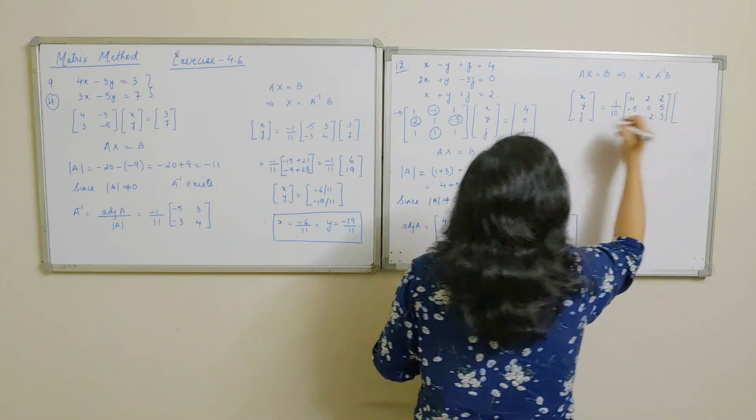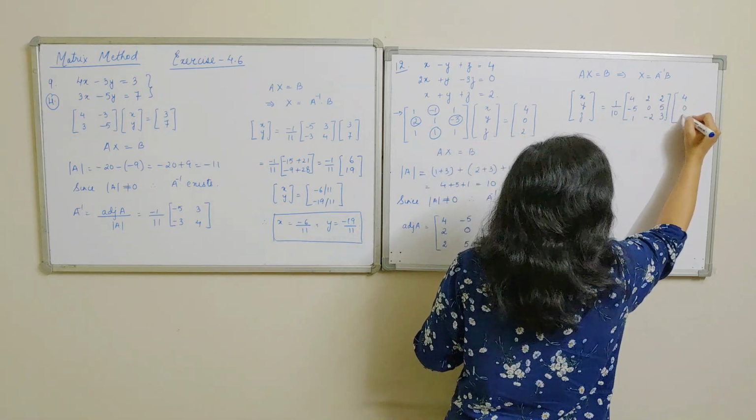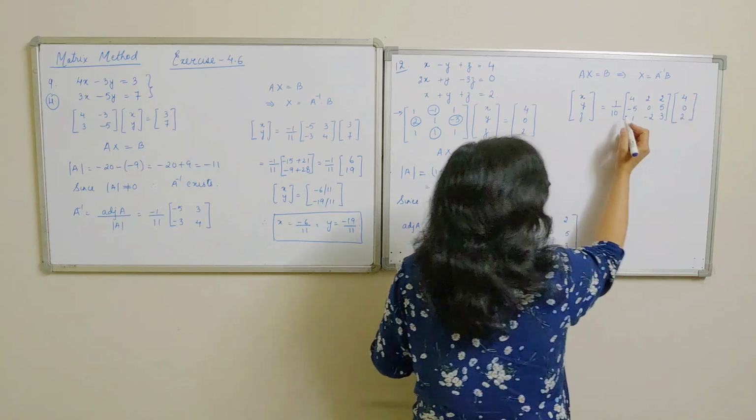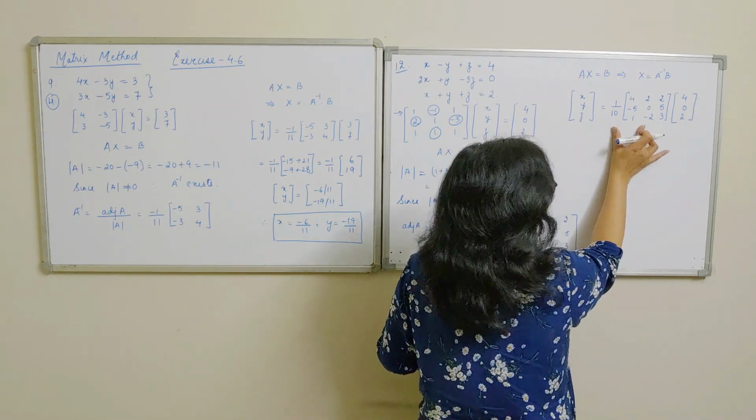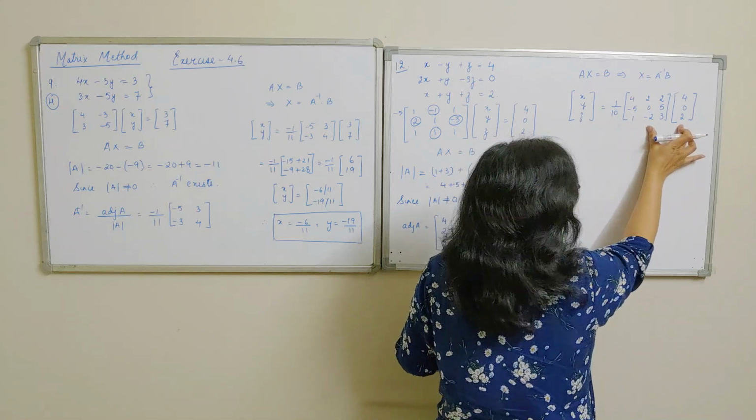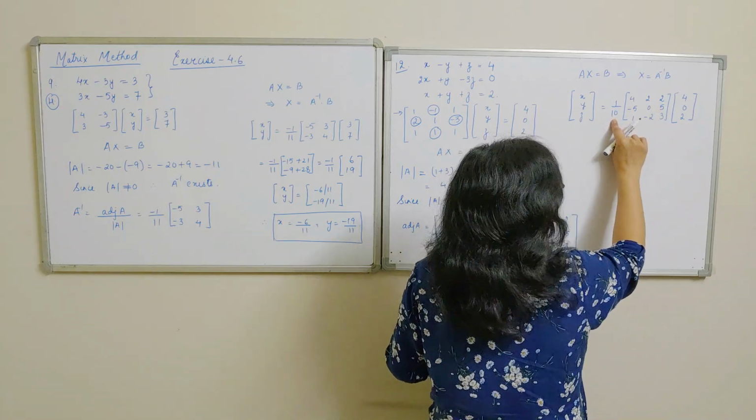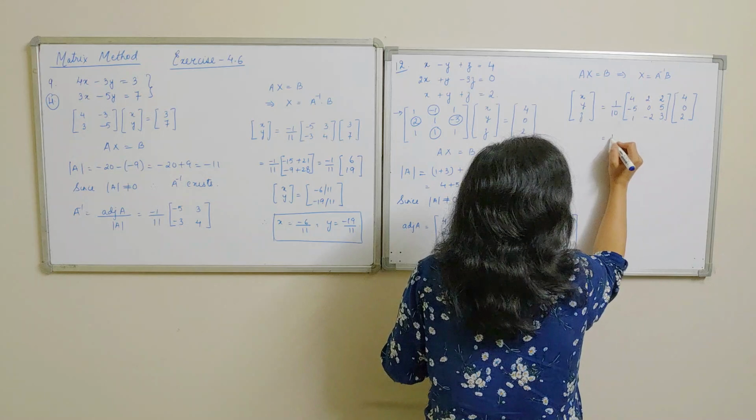Multiplied by matrix B, which has elements 4, 0, 2. Here again, please remember, we are not performing the scalar multiplication first. We will multiply the matrices and then we will multiply each element by 1 by 10.